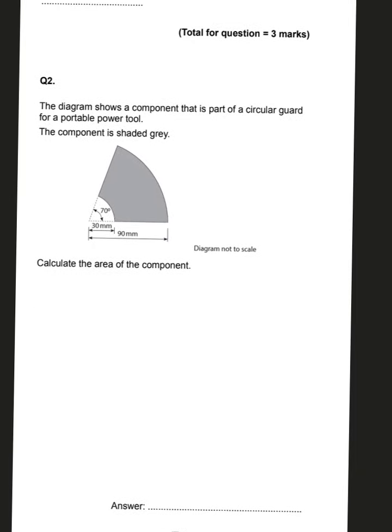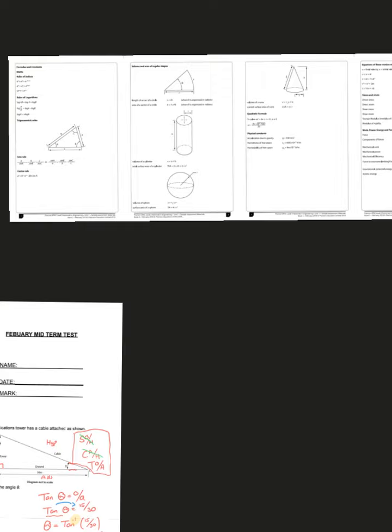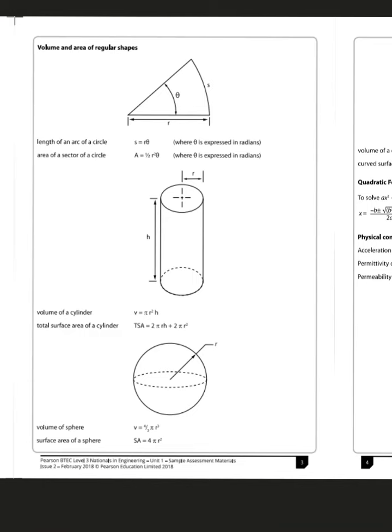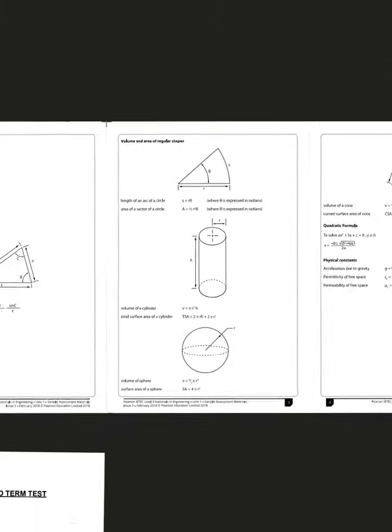So question number 2 tells us to calculate the area of the component. The diagram shows a component that is part of a circular guard for a portable power tool. The component is shaded in grey. So it's only the grey part I'm going to try and calculate the area of. So let's go look at the formula book and see what help it gives us answering this question. I'm looking for a formula for a section of a circle, or a segment of a circle. And it's there on page 2. So area of a sector of a circle is equal to half r squared times theta, where theta is expressed in radians. So let's go and solve.